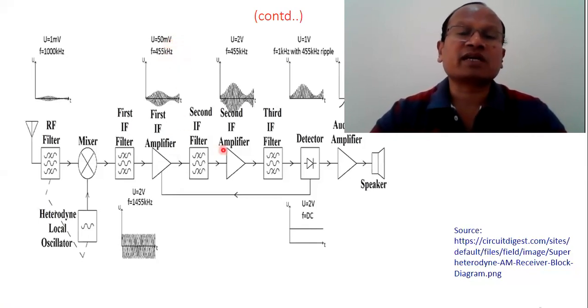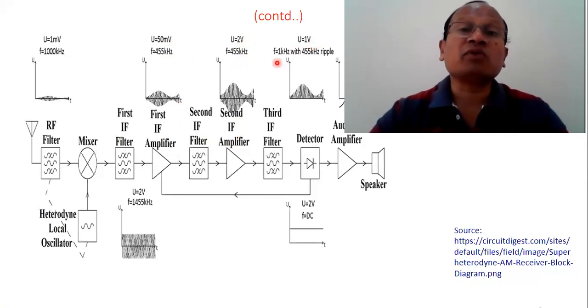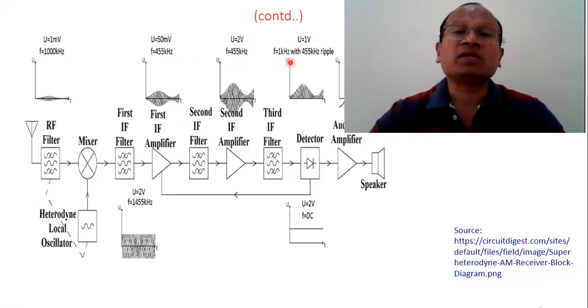Then it goes to the second IF filter and IF amplifier. See, the signal strength becomes even higher, 2 volt, and the frequency remains the same, 455 kilohertz. Then the signal strength is slightly lower, 1 volt, but now we are getting 1 kilohertz with a 455 kilohertz ripple, right? 1 kilohertz with 455 kilohertz. You see here, the upper part has been recovered where there are ripples.